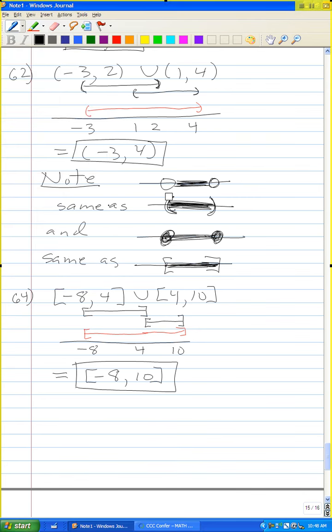The number would not be included if you have an open circle or a parenthesis. So parentheses means you do not include the endpoint. Okay.